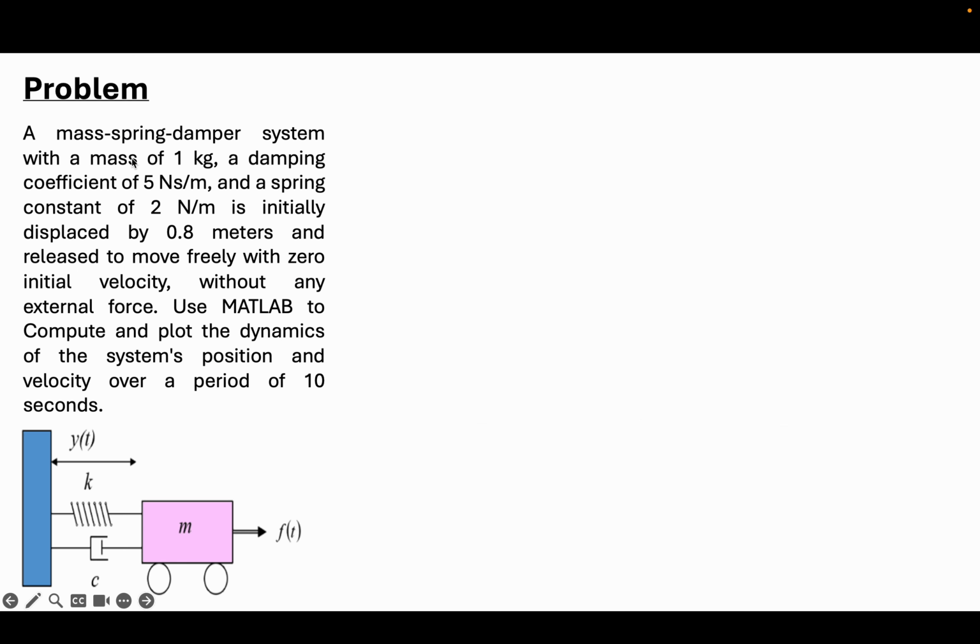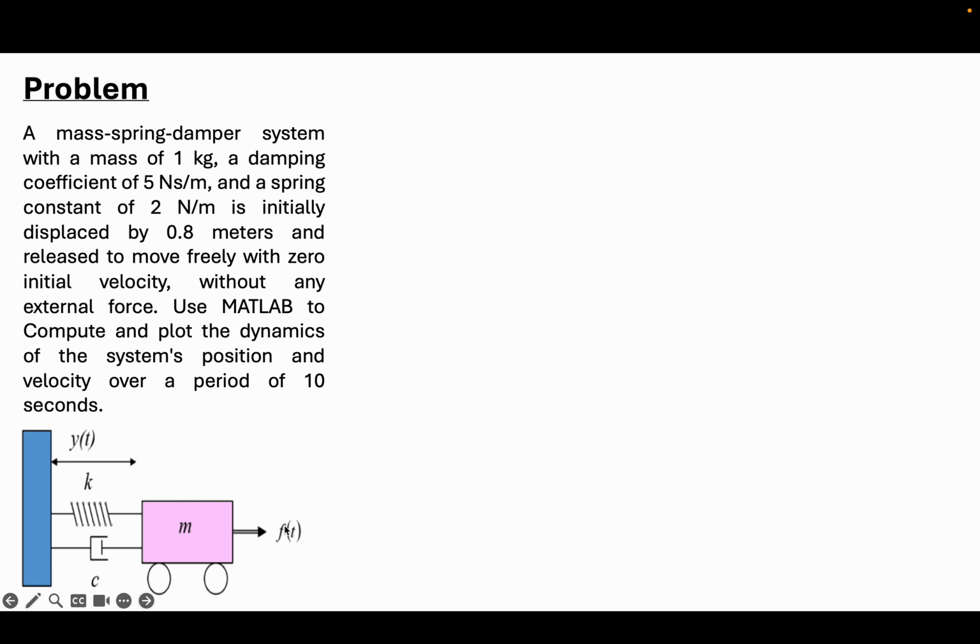A mass spring damper system with a mass of 1 kg, a damping coefficient of 5 Newton per meter per second, and a spring constant of 2 Newton per meter is initially displaced by 0.8 meters and released to move freely with zero initial velocity without any external force. So we are asked to use MATLAB to compute and plot the dynamics of the system's position and velocity over a period of 10 seconds.